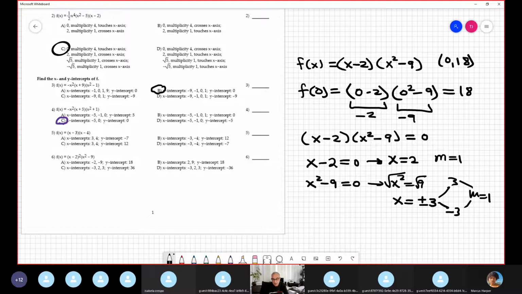Okay, so the x-intercepts are 2, 3, and negative 3. And of course, you want to express them like ordered pairs: 2, 0, 3, 0, and negative 3, 0. Okay, these are the points, like ordered pairs. So the selection for number 6 is 2, negative 3, positive 3, and 18.